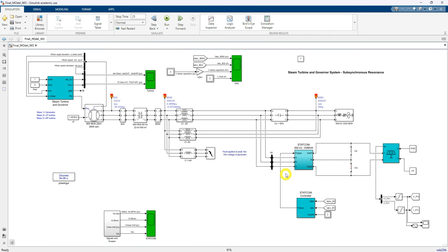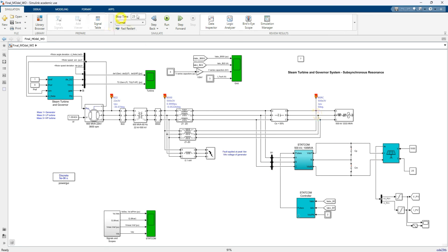So here we are using that STATCOM to reduce the subsynchronous resonance in the system, because we already saw that without STATCOM, when a fault is initiated and then removed, the steam turbine speed deviation and torque transmission amplitude keep on increasing because of the subsynchronous resonance. Okay, so we need to mitigate that problem. For that we need to add this one.